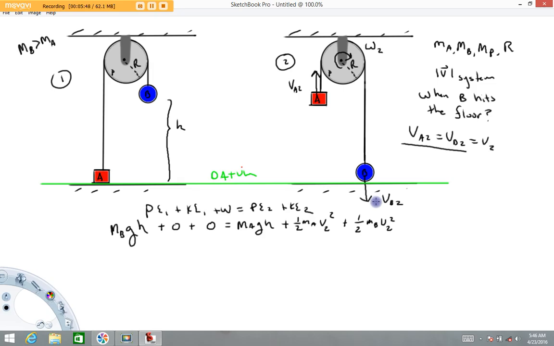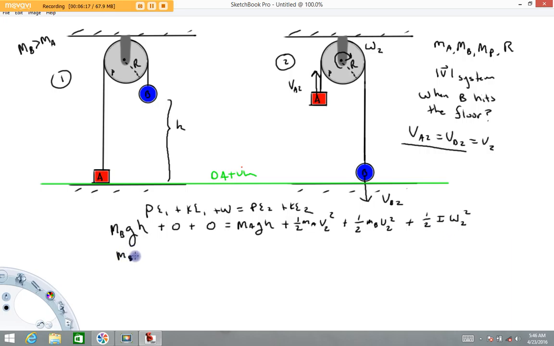And in addition to that, the pulley now has a significant mass given in the problem in the upper right here. So it carries a kinetic energy as it's rotating. It's got a rotational kinetic energy. So we have a 1/2 I omega 2 squared for the pulley. So that's it. That's our complete work energy equation. About all we can do now is clean it up a little bit and then deal with this. So I'm going to go ahead and rewrite it.